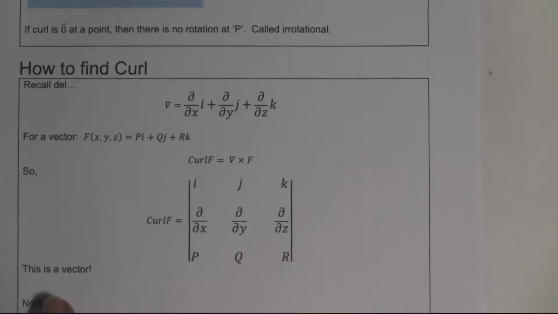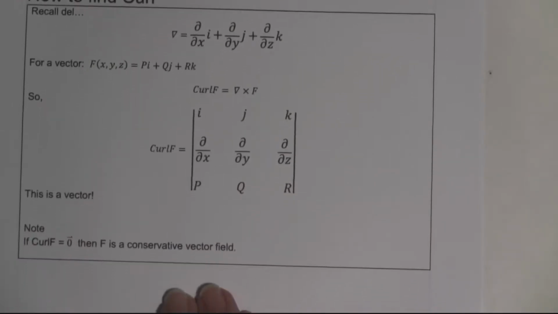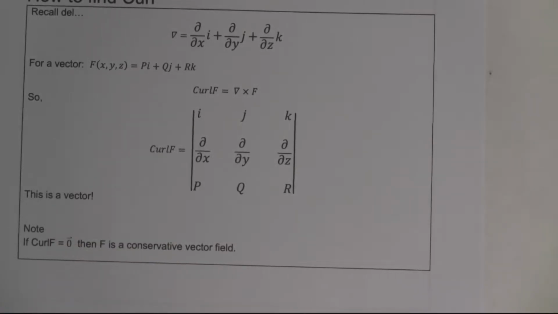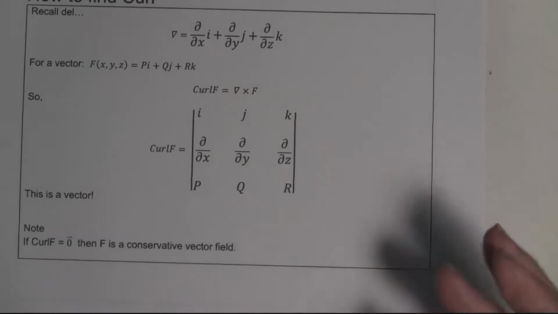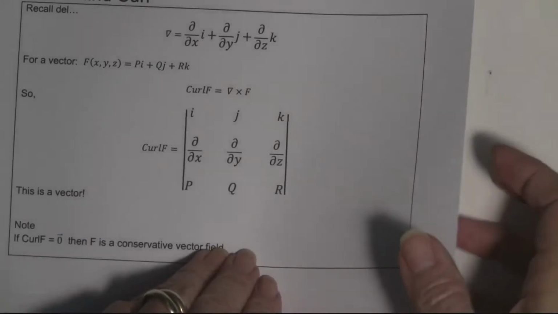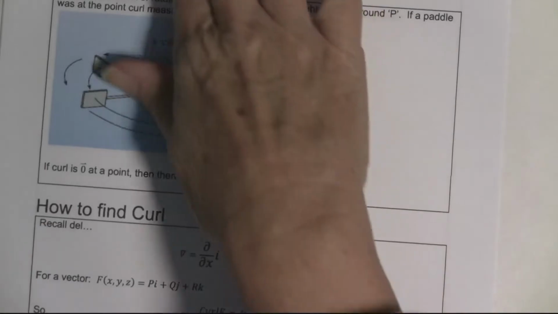This is a vector. And I just noted, just to remind you, I guess I had told you before, but we didn't know how to find the curl. Note, if the curl of F is the zero vector, then F is a conservative vector field. So just a reminder on that. Don't worry, we're going to do an example on that too.